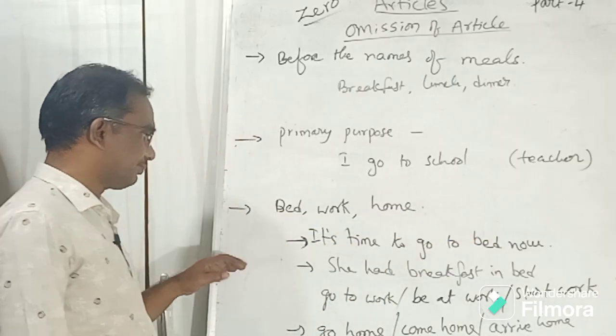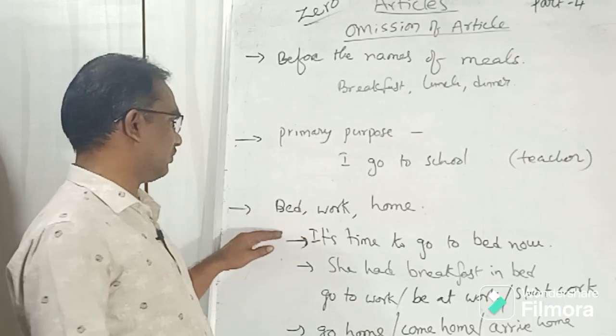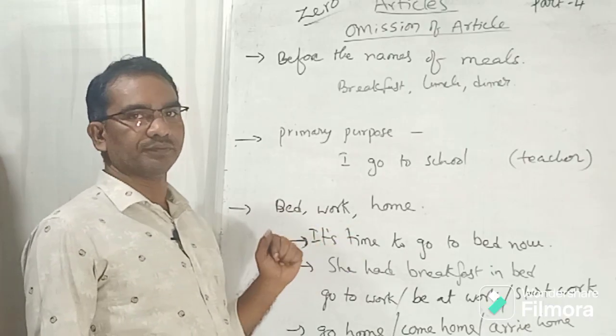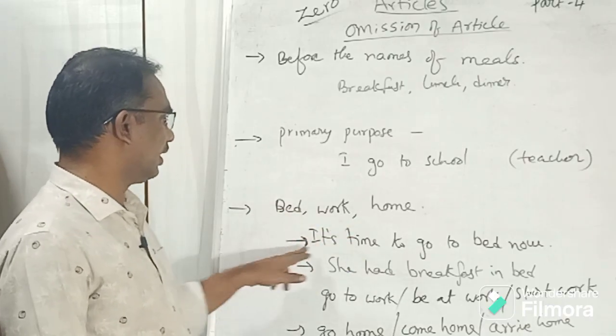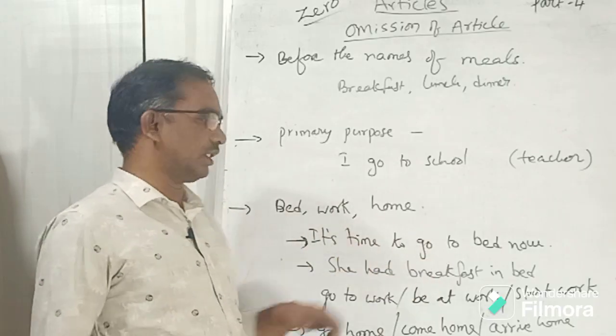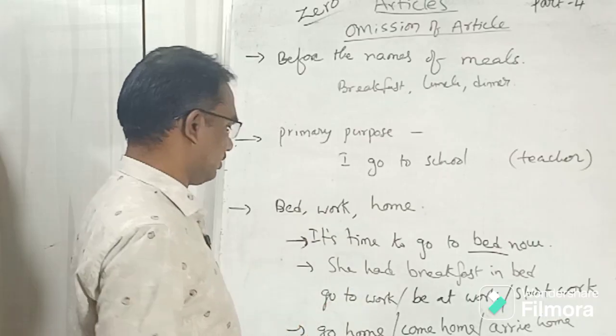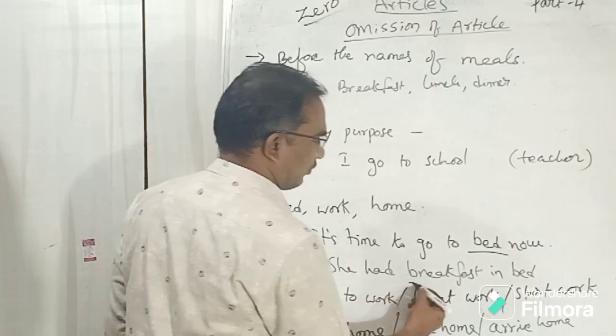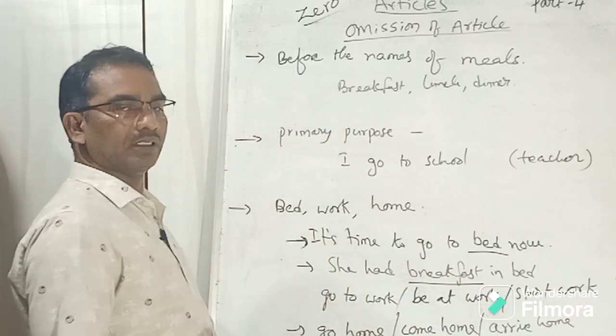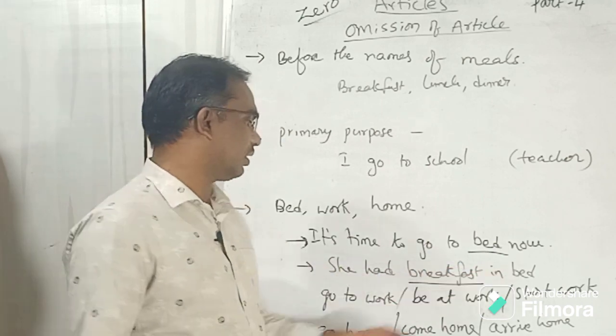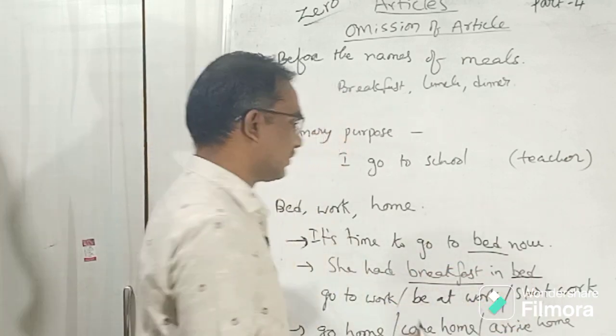But the next one, these words: bed, work, home. No article is used. It's time to go to bed now. No article is used. She had breakfast in bed, right?